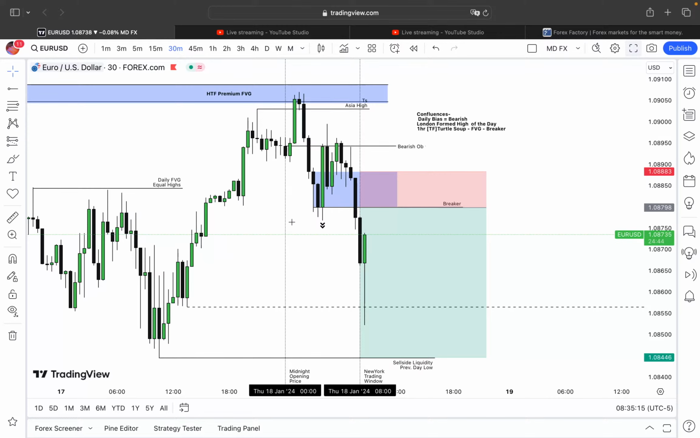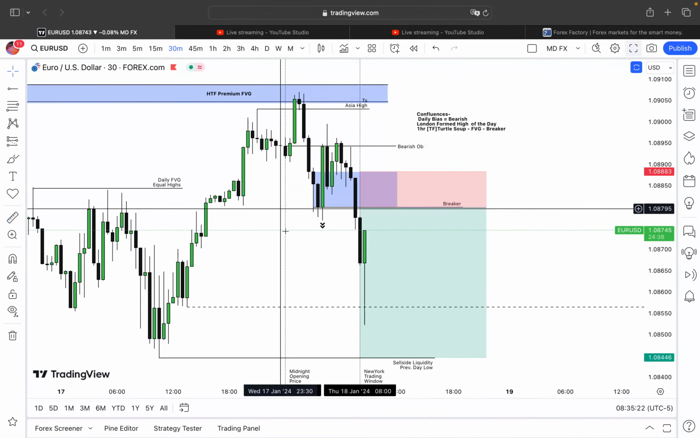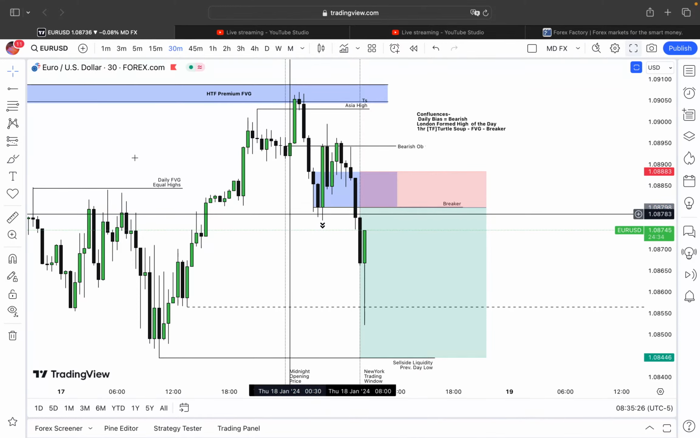We are very close to the entry here. We are how many pips? A few pips away from it. About 6 pips probably. Yeah, less than 6 pips. So it should be able to give us what we want.